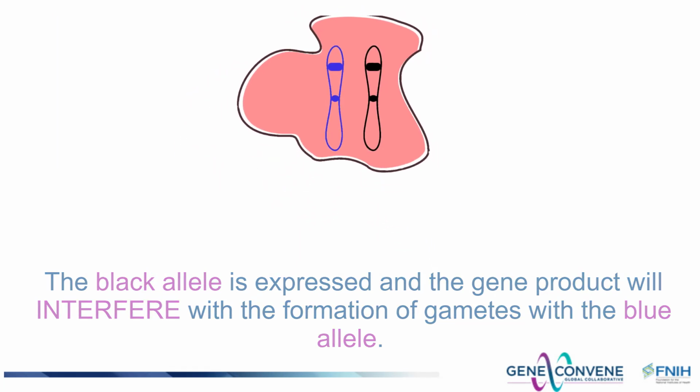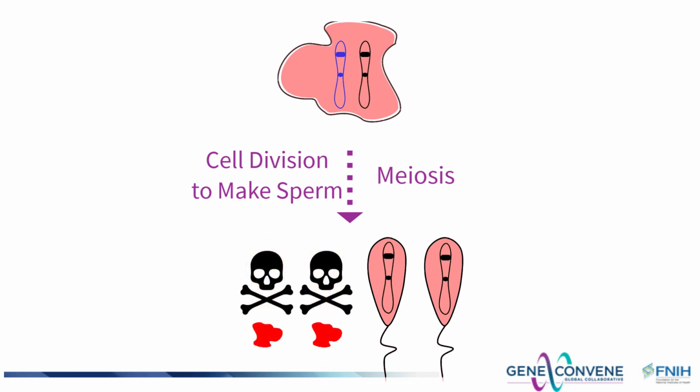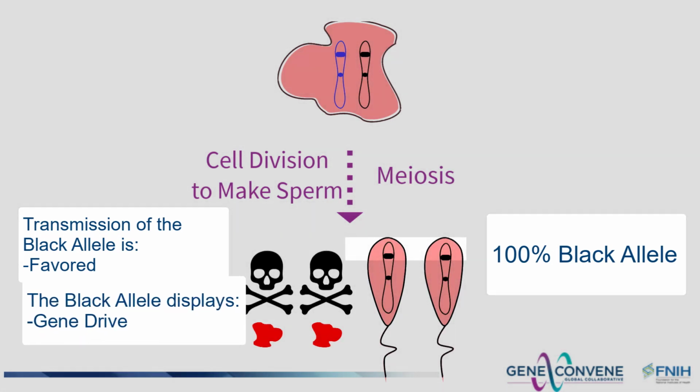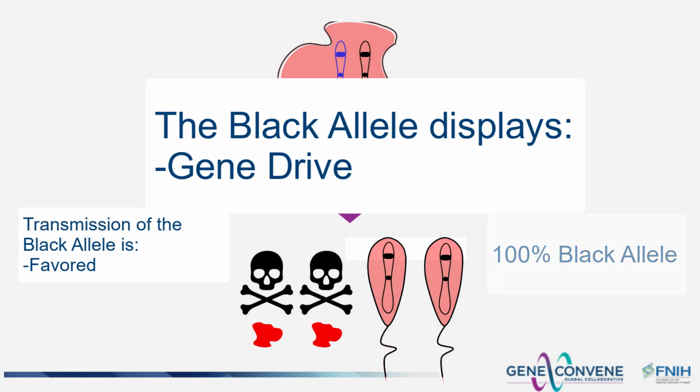Now consider the formation of sperm following that gene expression. The black allele's gene product interferes with the formation of sperm containing the blue allele, resulting in only sperm with the black allele, a clear transmission advantage. This strategy is widely used in natural gene drive systems, but has been challenging to recreate or mimic in the laboratory.